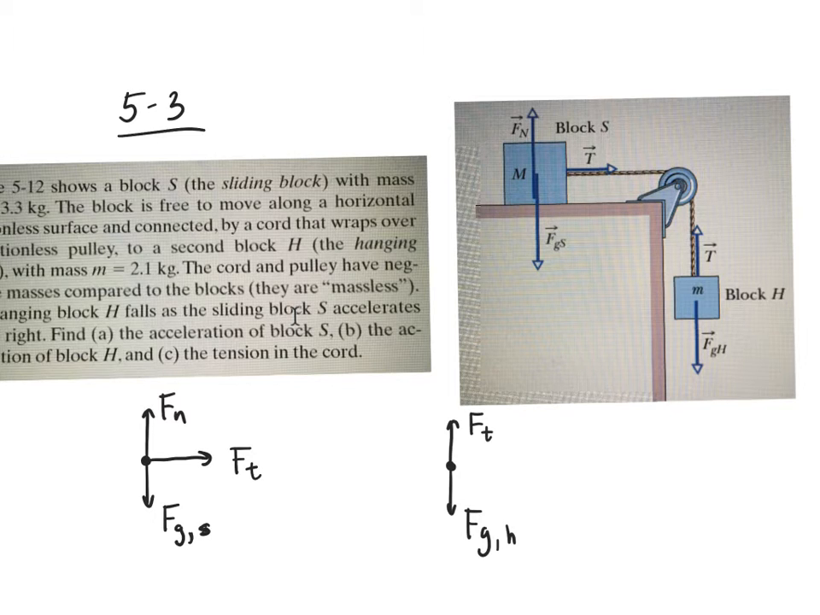Now, we know that we're going to call one of the masses M, capital, and the other lowercase. So let's actually specify those then. It's not very clear, actually. Let me do it this way, hold on, so you can see it better. Okay? Capital M for the mass of block S, lowercase m for block H.